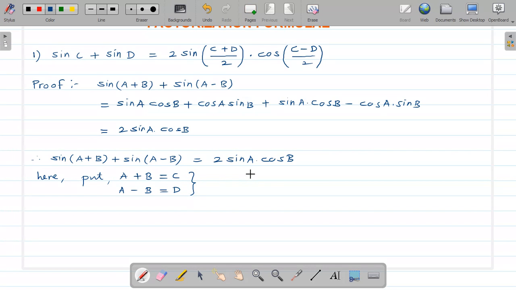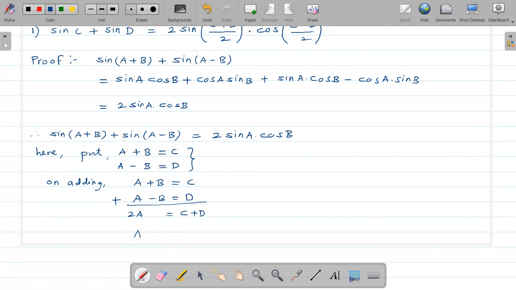See, I will write here, on adding. A plus B is equal to C and plus A minus B is equal to D. Then what will you get? See here, B will get cancelled and hence you will get 2A is equal to C plus D, and hence we get A is equal to (C plus D) upon 2. So if you consider A plus B is equal to C and A minus B is equal to D, then we get A is equal to (C plus D) upon 2.